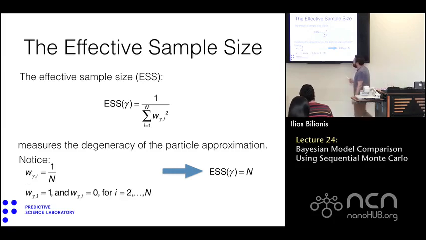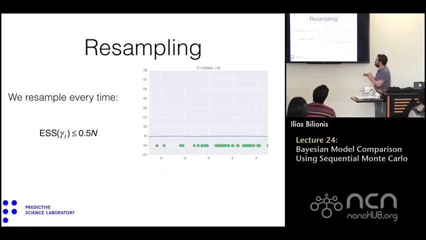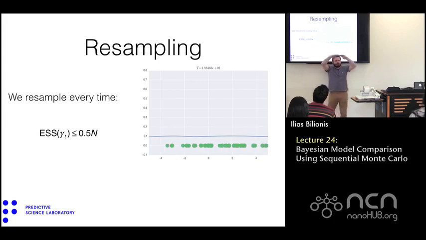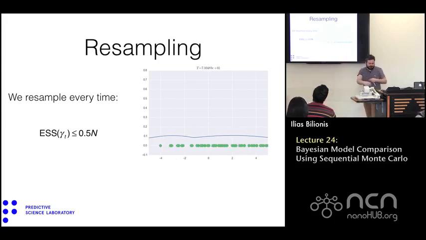And if all the probability is captured by one particle, then the effective sample size is 1. So the effective sample size basically counts how many independent samples are contained in your particle approximation. That's what it captures, and that's what I use to do the resampling. So I'm saying, if the effective sample size drops below 50%, then do resample.